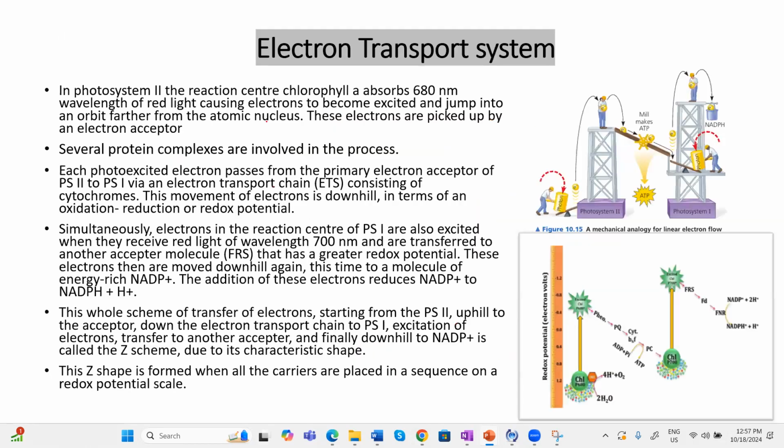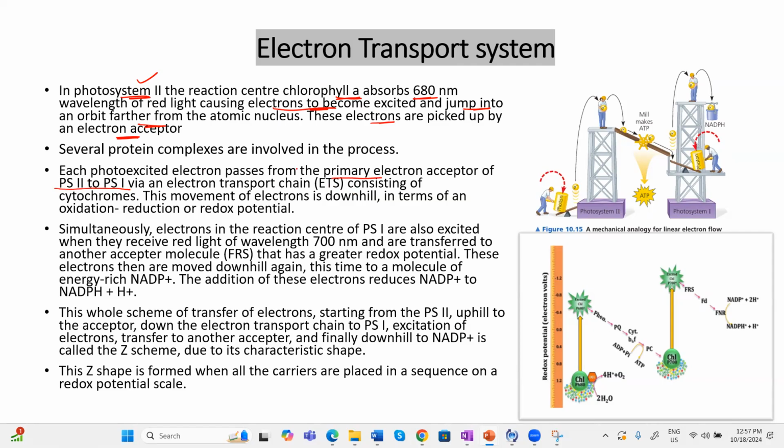Now see the electron transport system. In PS2, we know the reaction center has chlorophyll A, absorption 680. The electron is excited, jumps into an orbit away from the nucleus, and is picked up by the electron acceptor. Now from the primary electron acceptor, it goes from PS2 to PS1.